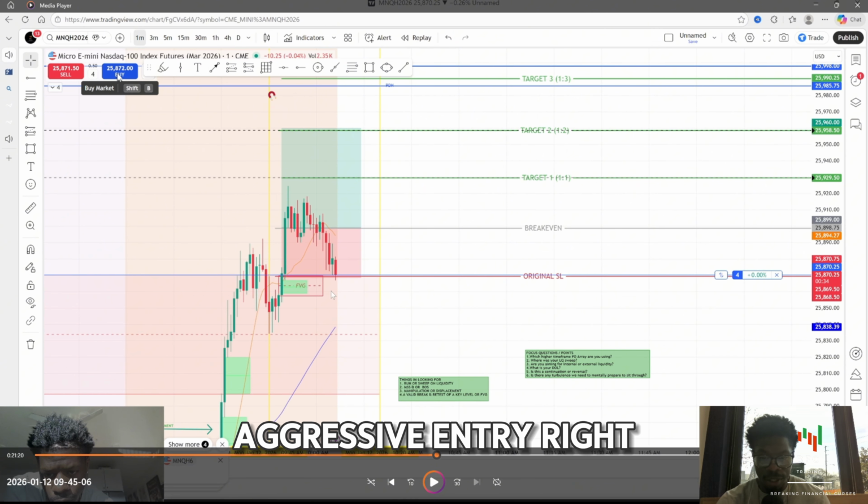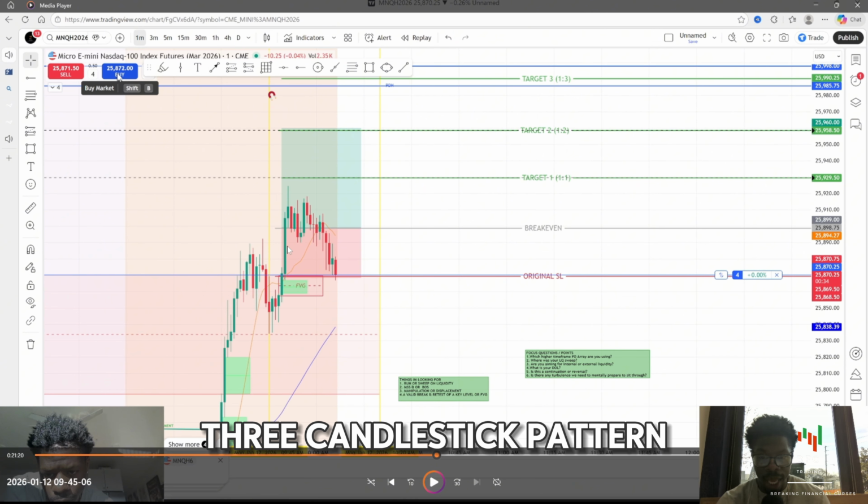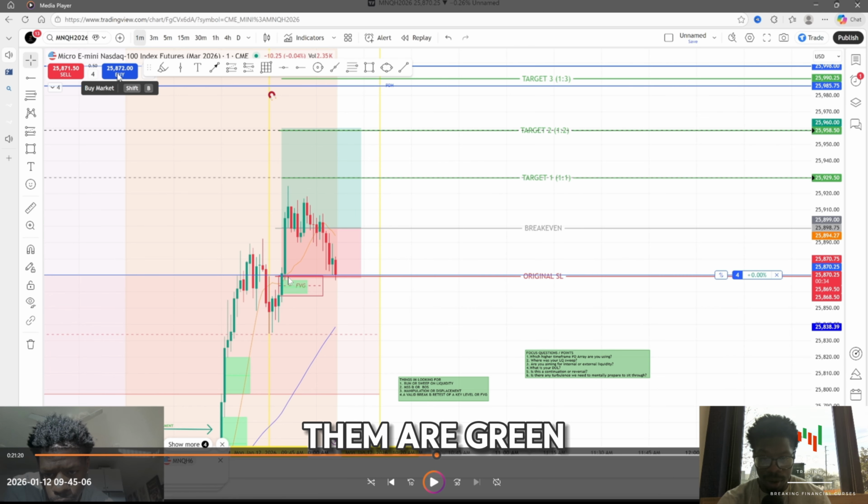I'm taking my aggressive entry right here. I got a 1, 2, 3 candlestick pattern sequence. All three of them are green. I'm taking it aggressively. I still have a break of structure up here. I still have bullish displacement.